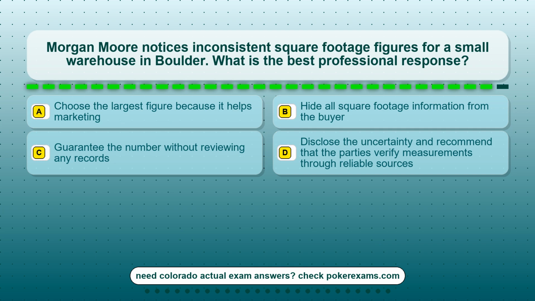Question 25. Morgan Moore notices inconsistent square footage figures for a small warehouse in Boulder. What is the best professional response? Option A, choose the largest figure because it helps marketing. Option B, hide all square footage information from the buyer. Option C, guarantee the number without reviewing any records. Option D, disclose the uncertainty and recommend that the parties verify measurements through reliable sources.